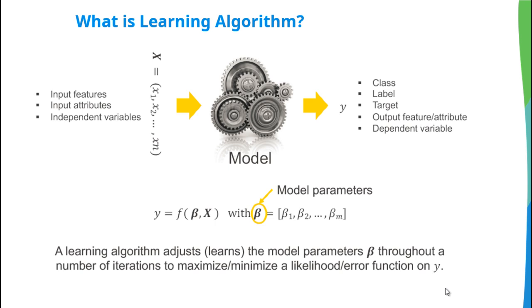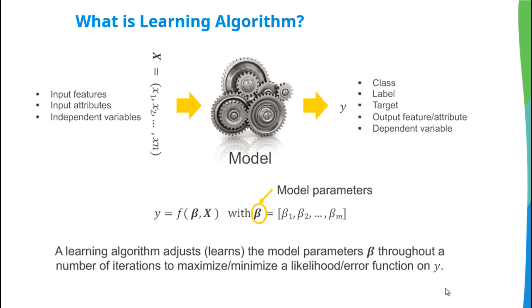Now, we normally have input features, otherwise called input variables, or independent variables. This is usually in the form of x. And then we also have y, which is called the class in machine learning. Call it class, sometimes label, sometimes target variable. Some also call it the output feature or attribute, or sometimes the dependent variable.